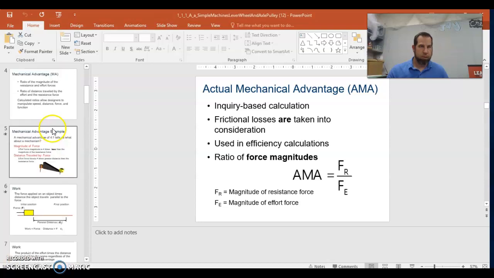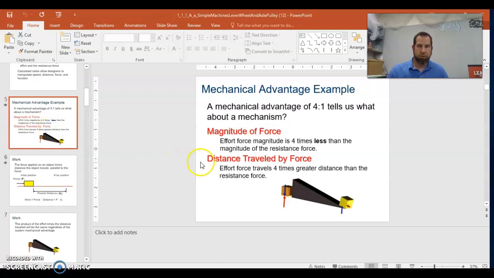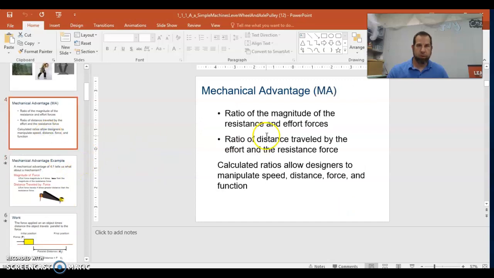Alright, hey guys, I wanted to talk with you about mechanical advantage. Okay, so when we're talking about mechanical advantage, it's the ratio of the magnitude of your resistance and effort forces and the ratio of the distance of your effort and resistance force.